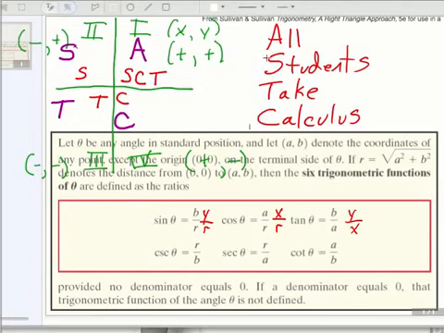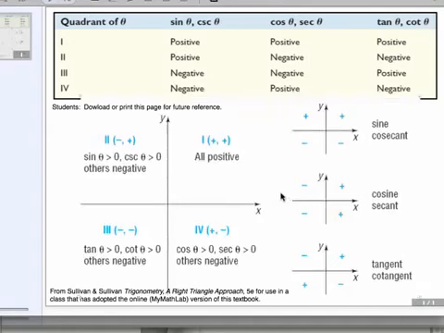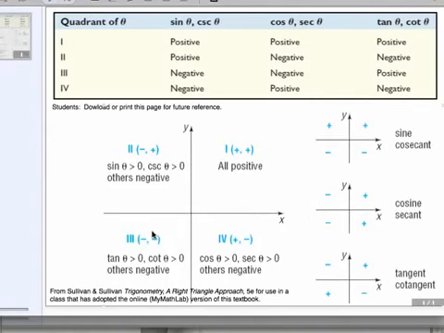We can use this to help us to find the values of trig functions in various places. To summarize, given our quadrants, in 1 and 2, sine and cosecant are positive. In 1 and 4, cosine and secant are positive. And in 1 and 3, tangent and cotangent are positive. This gives you a little visual of the graph, and I will have this posted in your homework as well.